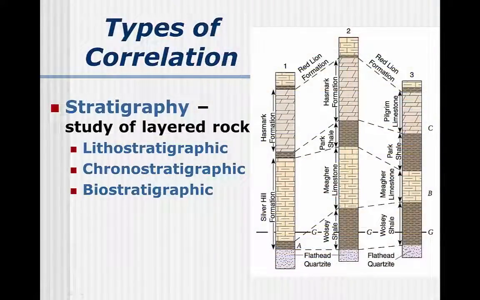The type of correlation used to connect the parks in Arizona and Utah was lithostratigraphic correlation, meaning that it relied on the types of rocks. But there are many ways to make connections between areas. The other two most common methods are chronostratigraphic and biostratigraphic. Chronostratigraphic refers to the connection of indicators of time of particular events. For example, an asteroid impact can be recorded globally. Biostratigraphic correlation uses fossils.